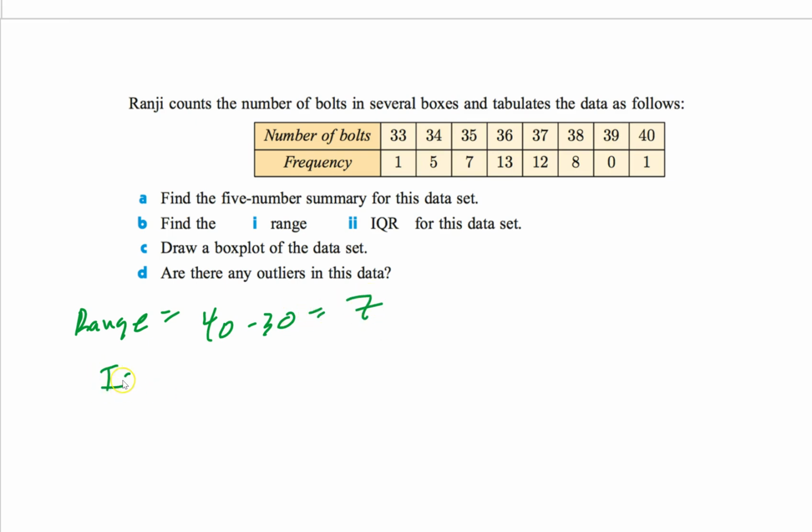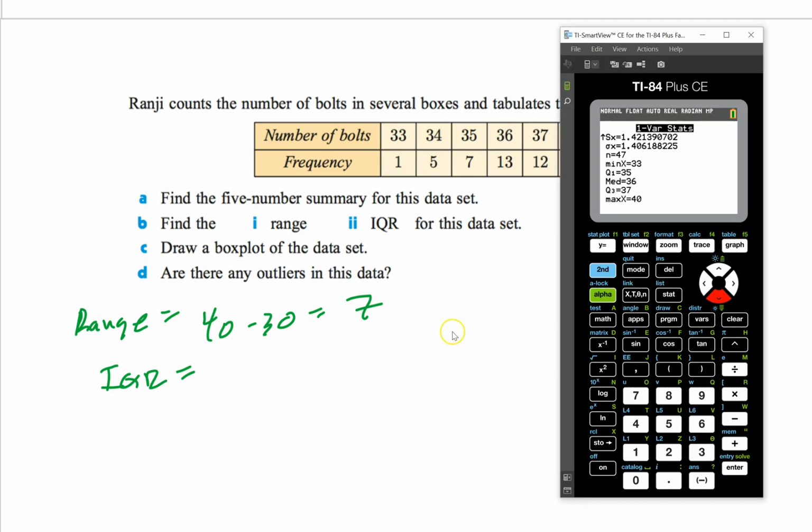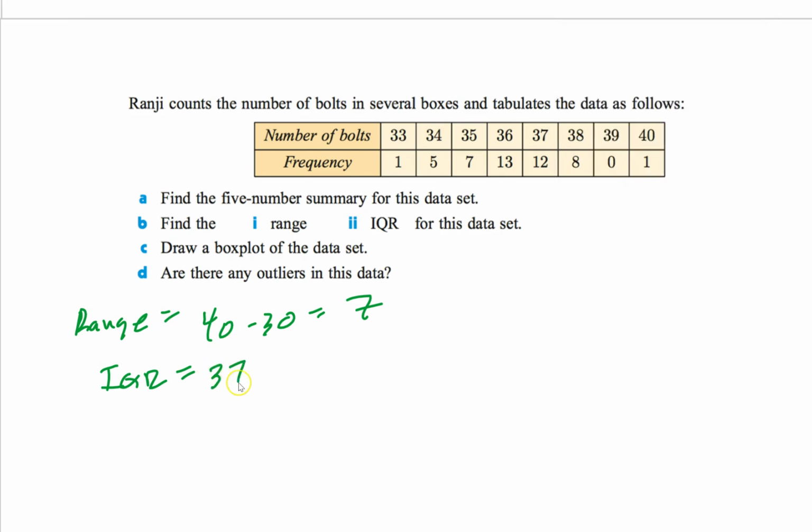The IQR. I need my calculator back. So it's going to be Q3 minus Q1, so 37 minus 35, because this was Q3 and Q1, so just 2. So it's very bunched together. Most of the data falls within 2 of each other.